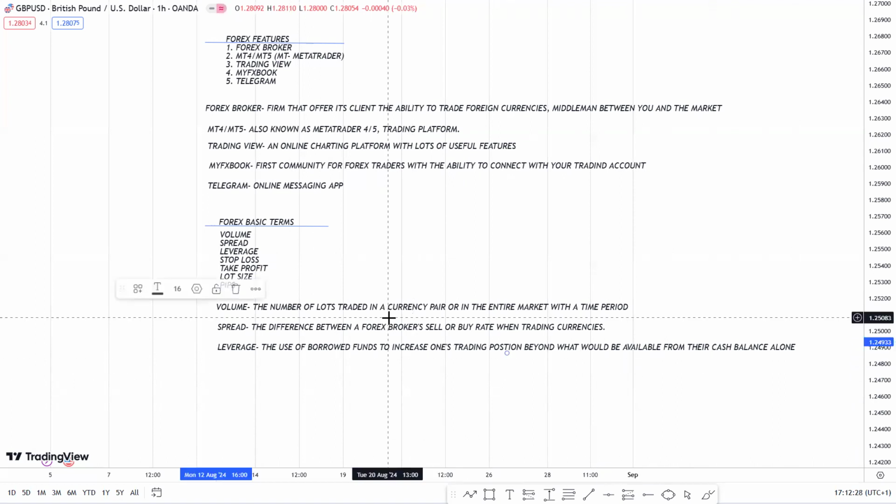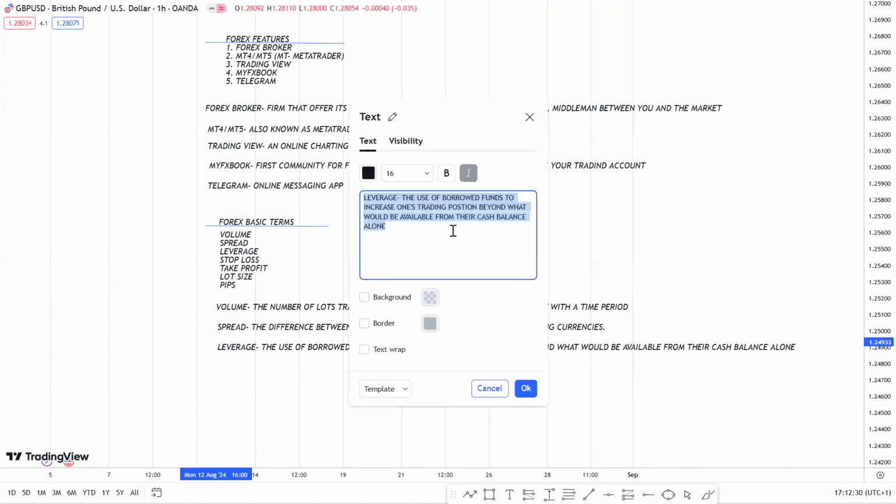Another crucial piece of information you must know is that leverage can be used to profit from small price changes.